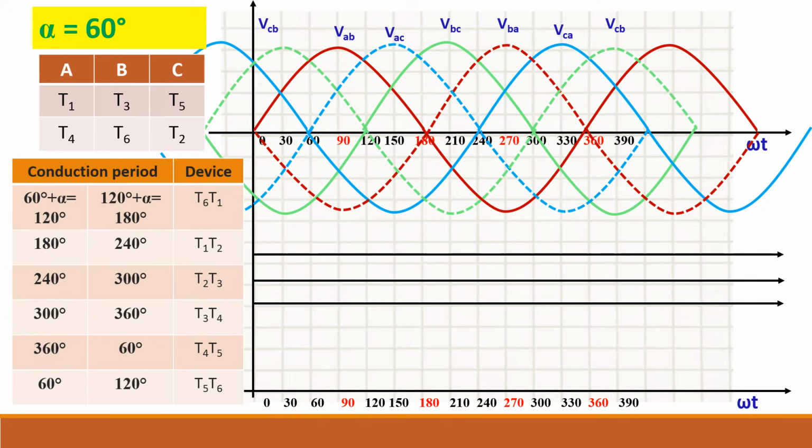Next case, alpha equal to 60 degree. Same table, but for alpha you substitute the value 60. So you will get 120 here and 180 there. Similarly, you fill up the remaining values. So T1 starts at 120 and this pair conducts till 180 degree. So T2 starts at 180 degree. So similarly, fill up everything.